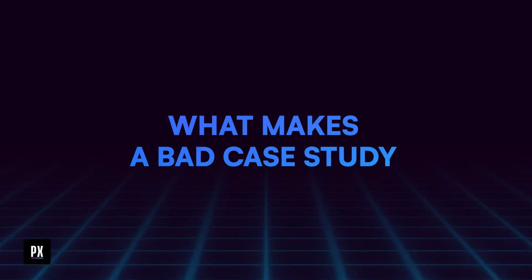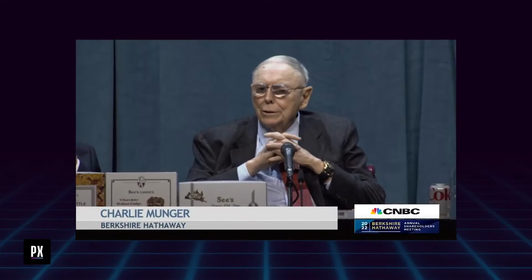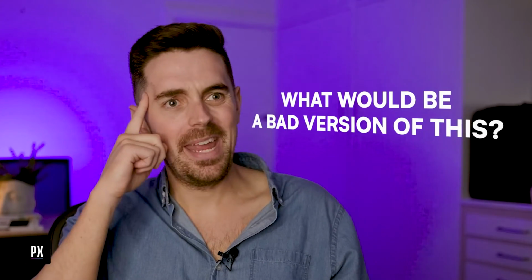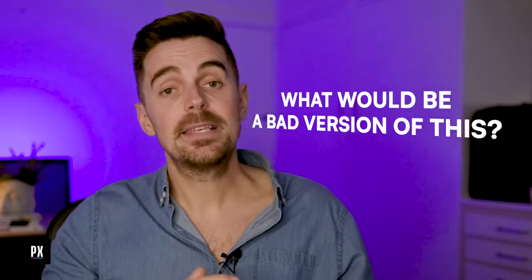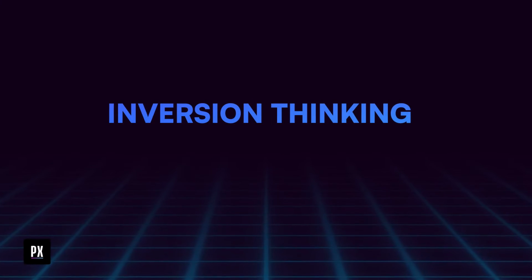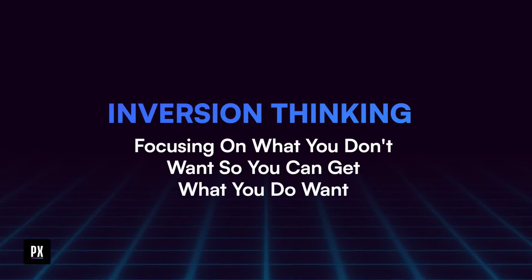Now, before I show you the formula, it's important that we start to think about what makes a bad case study. And I love Charlie Munger. He's a billionaire, and he's got this mental model called inversion thinking, right? When we want to create something, we need to think about what would be a bad version of this, and this is what we want to avoid in our case studies. So now let's go into what makes a bad case study. And here we want to use some inversion thinking. Inversion thinking is a mental model, and it's just focusing on what you don't want so you can get what you do want. And it's a really good way of thinking.